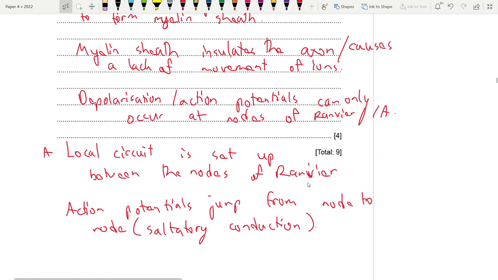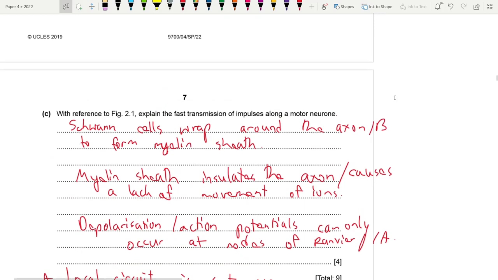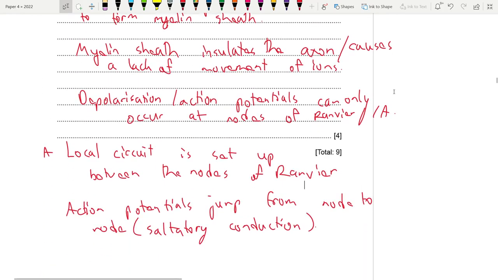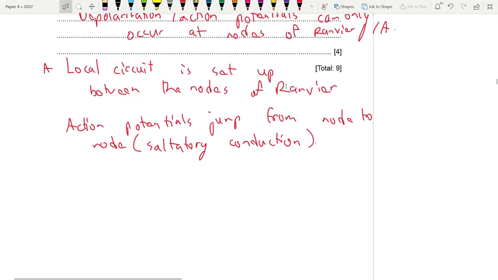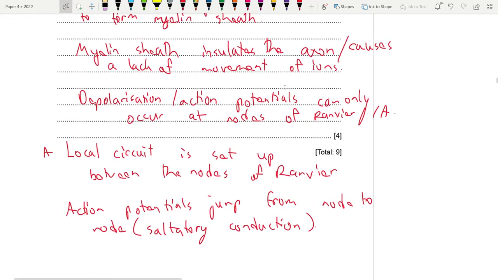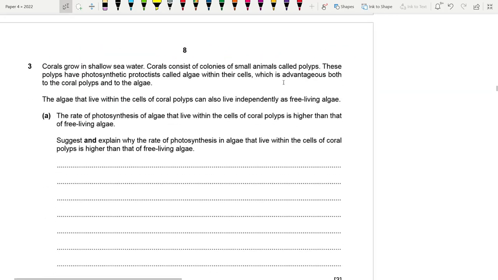talk about it. But typically, there's another marking point. You could say that this causes fast transmission of impulses along the motor neuron if it wasn't mentioned in the question. Okay, really common question. I've seen this in the winter session too, 2018, October, November. So remember this.